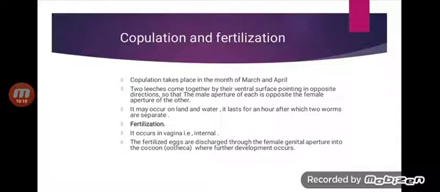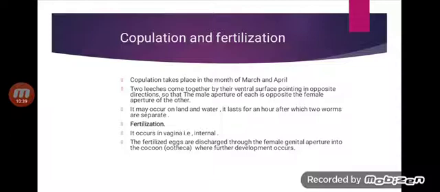And the next is fertilization. Fertilization occurs in vagina. It is internal. So whereas internal fertilization is seen, the fertilized eggs are discharged through the female genital aperture into the cocoon or ootheca, where further development occurs. The cocoons of Hirudinaria are formed in April, May and June.